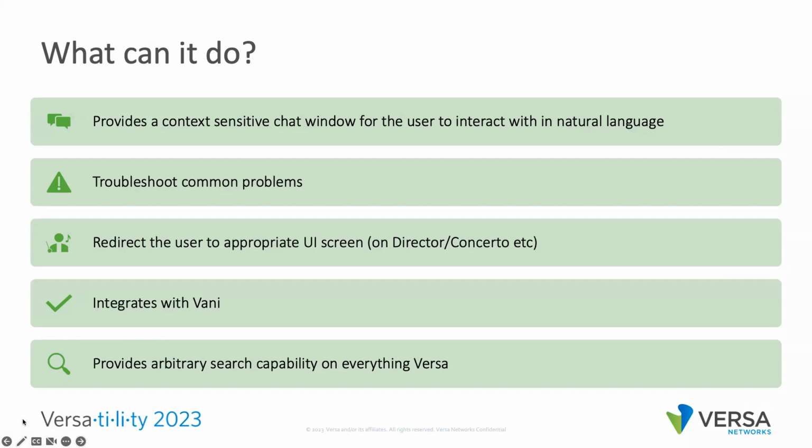And we are trying to provide arbitrary search capabilities for everything Versa. So if we don't automate certain things, it'll redirect you to the appropriate web page or appropriate docs page to look up those things. And we are constantly improving the chatbot, trying to add as many features as we can, trying to help you debug as many common problems as you have. And of course, we like to work with as many customers as possible so that we try to reduce the load on their NOC as well.